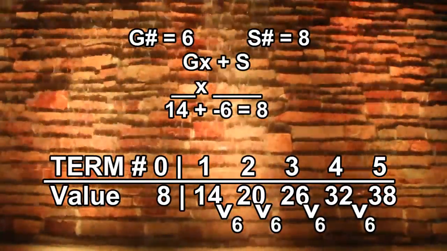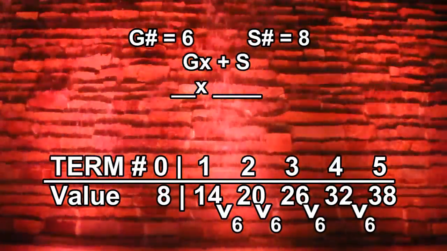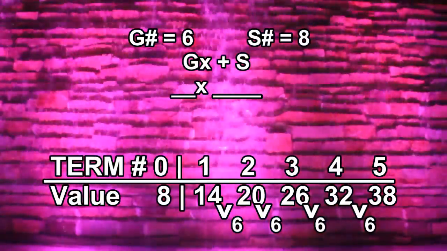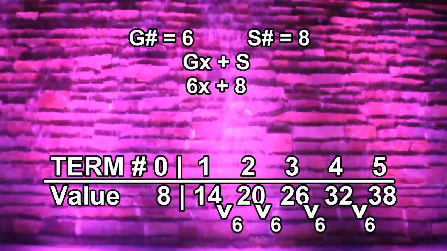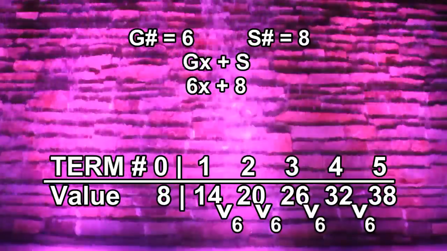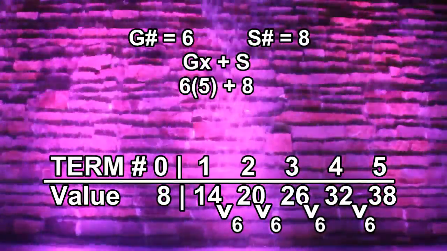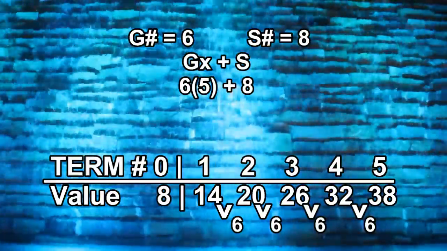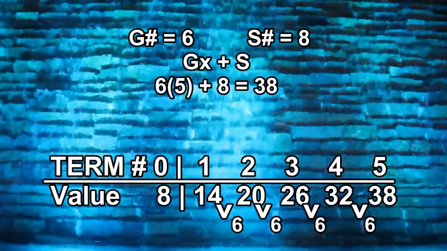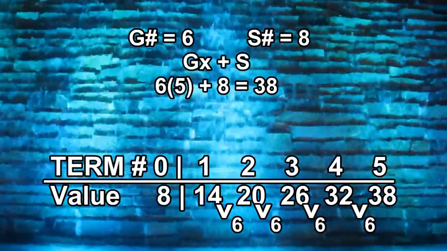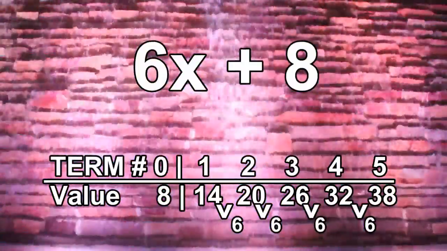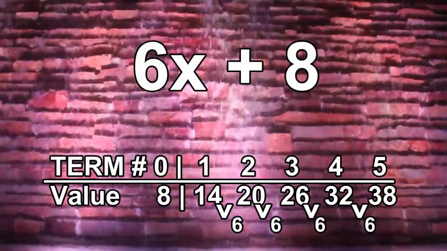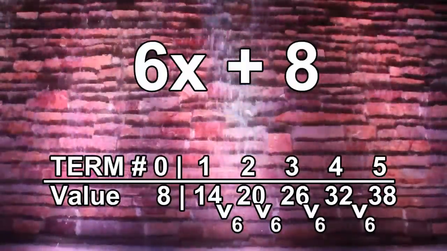Now we'll substitute 6 and 8 into the equation Gx+S. If we replace G with 6 and S with 8, our expression would be 6x plus 8. Now let's see if it works. If we replace x with 5, we should get 38. And indeed, 6 times 5 plus 8 is 38. So the expression 6x plus 8 generates the values.